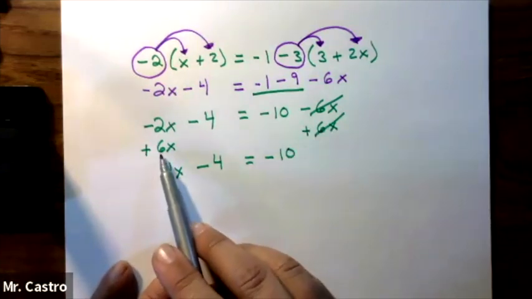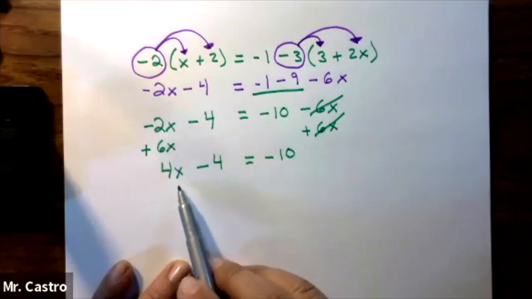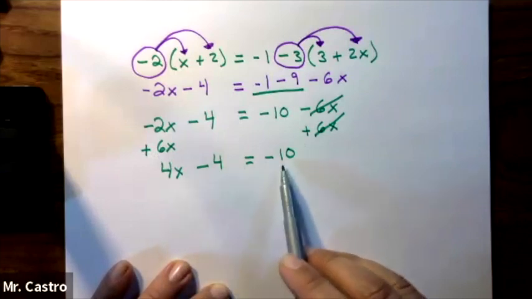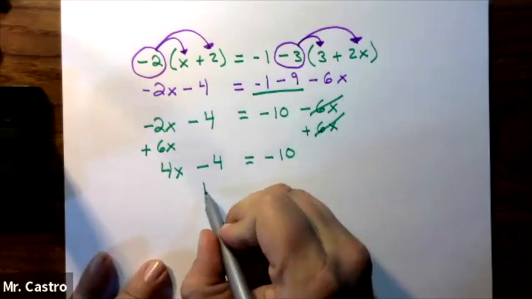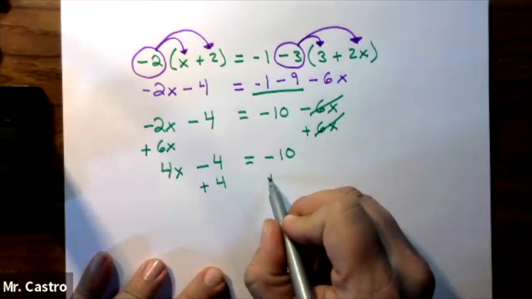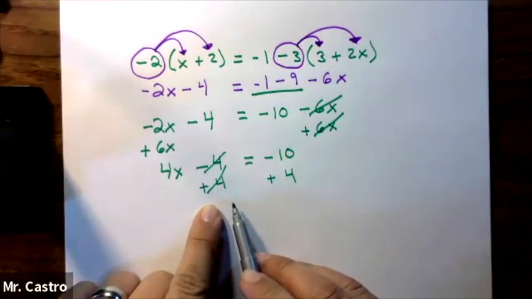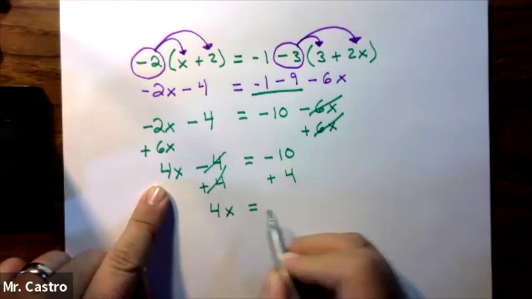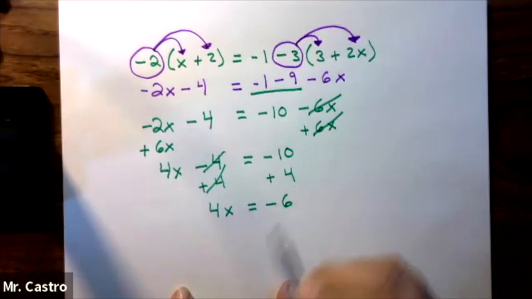On the left side, I'm also adding 6x. So negative 2x plus 6x gives me 4x. Then I have 4x minus 4 on the left and negative 10 on the right. All right, so now I'm trying to move my numbers without the variable to the right side. So I'm going to add 4 on both sides of my equation. Negative 4 plus 4 on the left gives me 0. 0 plus 4x just gives me 4x. Negative 10 plus 4 gives me negative 6.